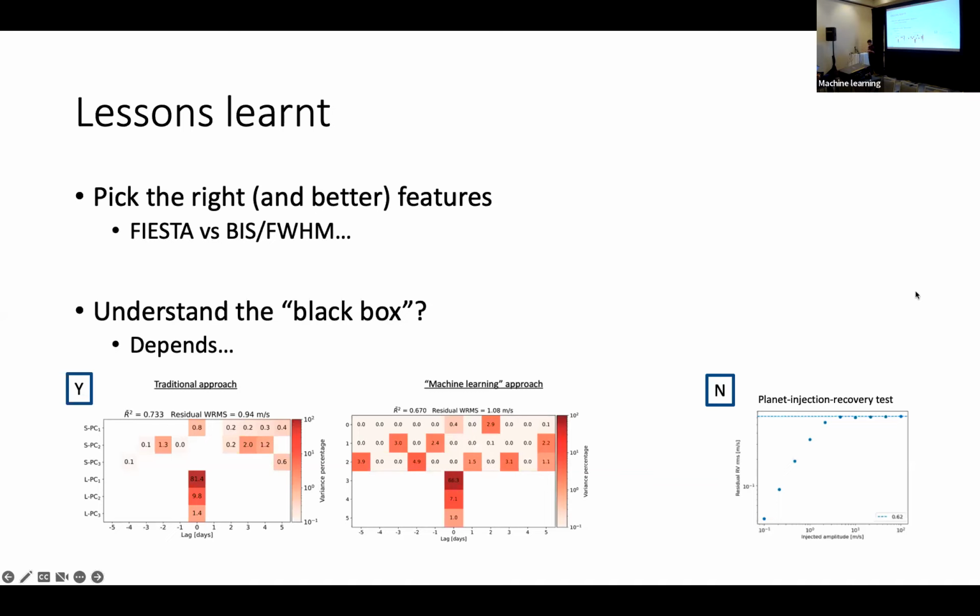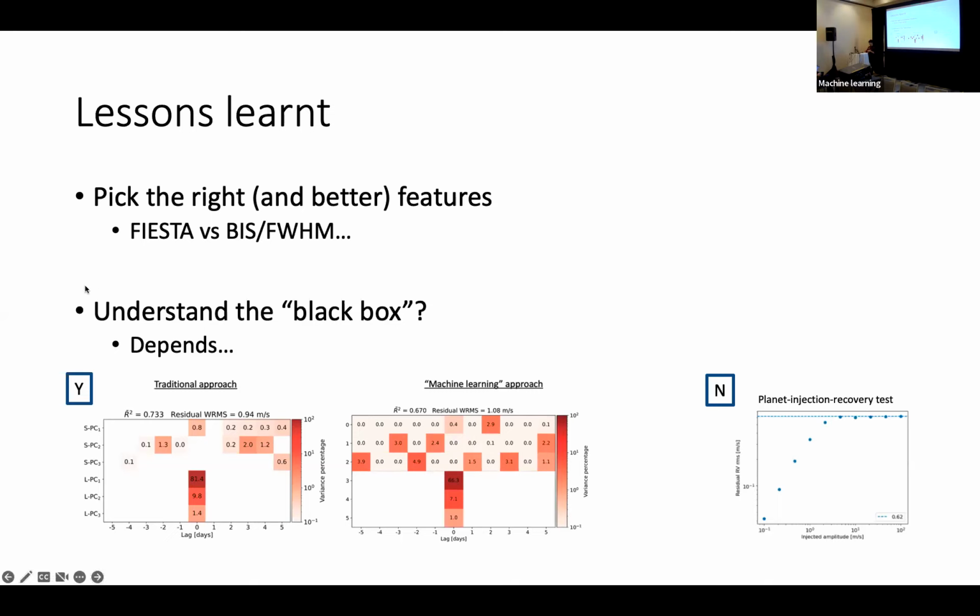Lessons learned. We need to pick the right or better features. Comparing FIESTA and bisector span with half maximum, FIESTA decomposed the line profile into orthogonal basis functions. First of all, it's orthogonal, so it would provide more complete information than bisector span or full width at half maximum. Second of all, the FIESTA RVs have a unit of radial velocity.